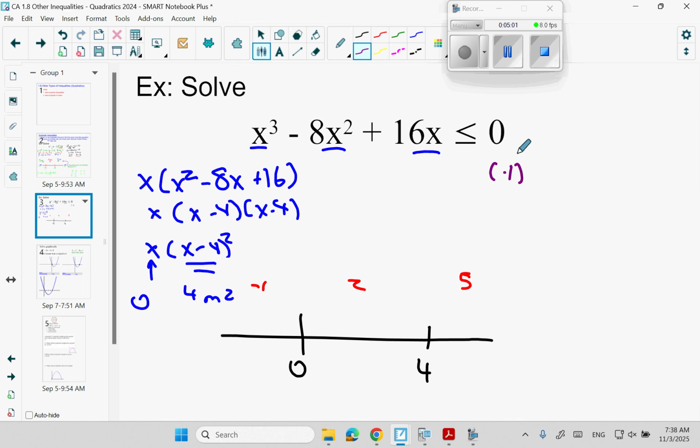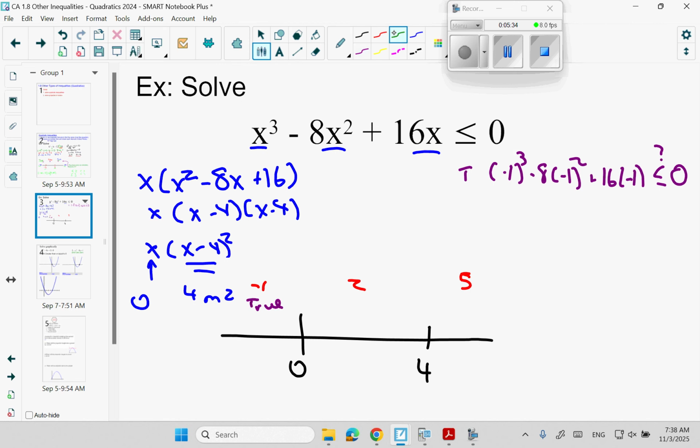Negative 1 cubed minus 8 times negative 1 squared plus 16 times negative 1, less than or equal to 0. Negative 1 cubed is negative 1. Negative 1 squared is positive 1 times negative 8 is negative 8. So negative 1 minus negative 8 gives me negative 9. 16 times negative 1 is negative 16, so negative 25. So that means this would be a true statement.